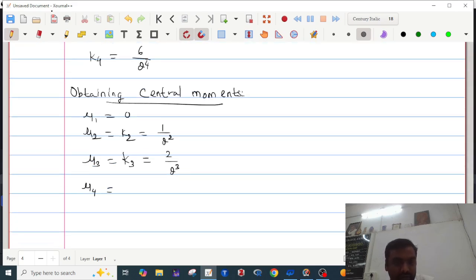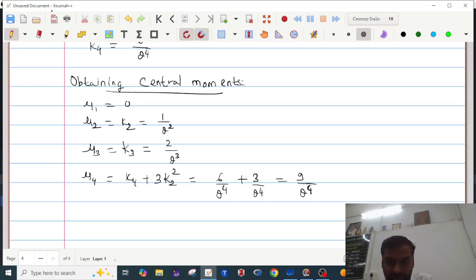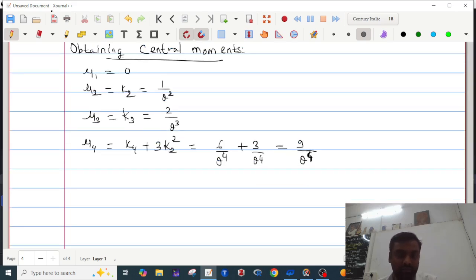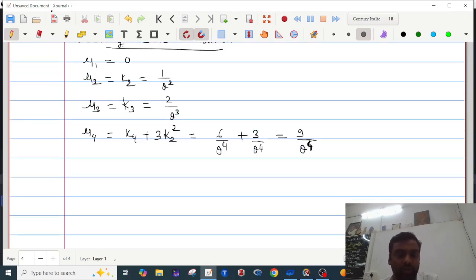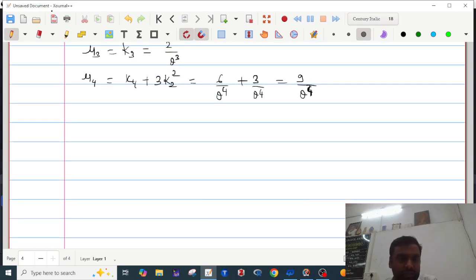Mu4 is equal to k4 plus 3 times k2 square. K4 is 6 upon theta raised to 4 plus 3 times 1 upon theta square, whole square, that is 1 upon theta raised to 4, which is equal to 9 upon theta raised to 4. Okay. And now students, we are in the last part of today's lecture, that is, we will now obtain the coefficient of skewness and kurtosis. Okay, then we stop for today.